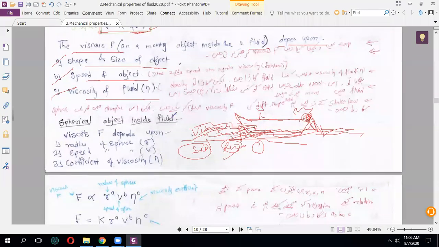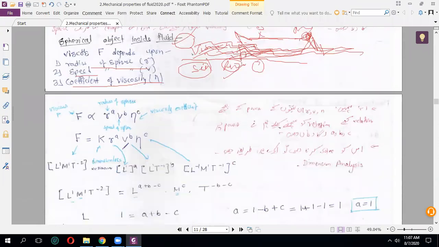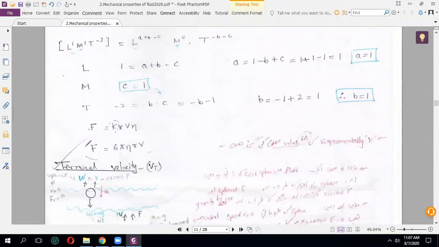Second, a spherical object inside a fluid. What does it depend upon? It depends upon the radius of the sphere. कोई स्फेयर कितना बड़ा है उस बेस पर स्फेयर पे विस्कस फोर्स लगेगा. Second, speed of the sphere. See, the point is the same. Third is the coefficient of viscosity, कितनी अमाउंट में उस पर अपोजिंग फोर्स लगेगी. Now we have the formula. I'm directly coming to the formula because this part is not in your textbook. So no need to worry how we get this formula. Directly memorize this formula.